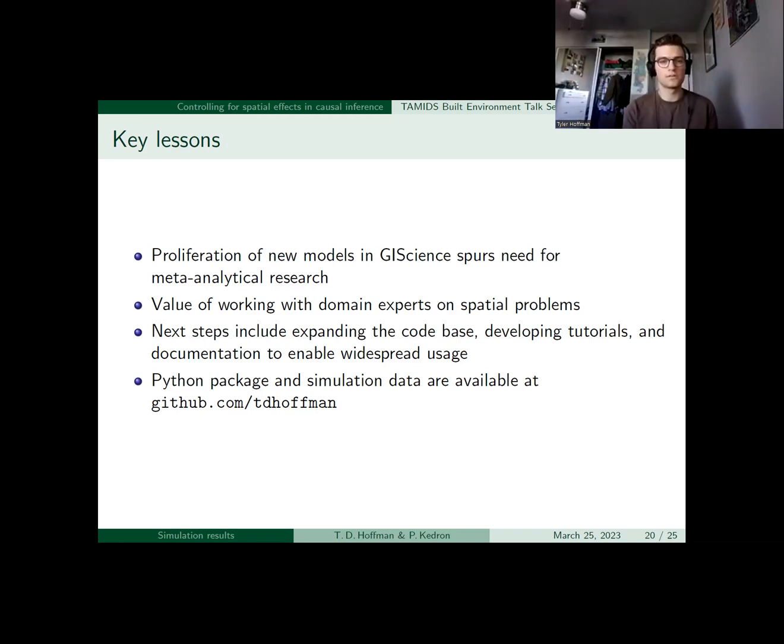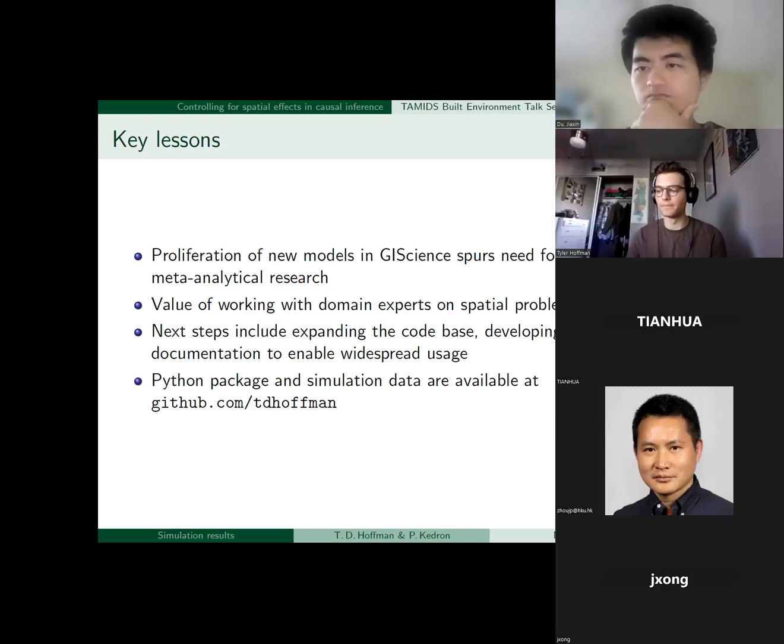This also illustrates the value of working with domain experts on spatial problems. So a priori, you never know which of these different kinds of models are more relevant. But if you're working with a domain expert, they may know which kind of spatial structure is most applicable for your problem. Our next steps include expanding the code base, developing tutorials, and creating more documentation.